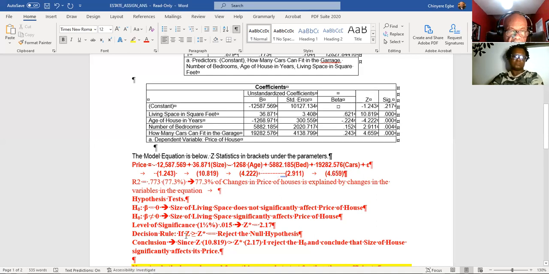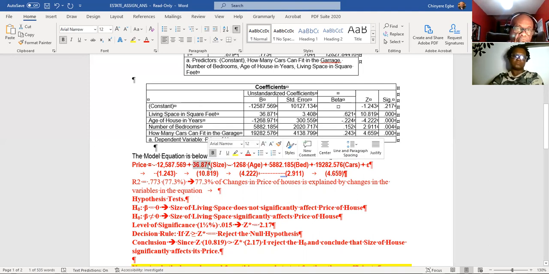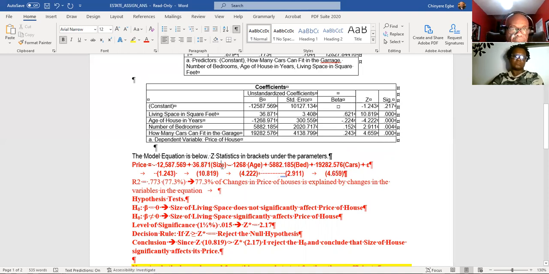Our decision rule is that if Z is greater than Z star, you reject the null hypothesis. The null hypothesis is that B, which is these numbers, the numbers that indicate the relationship between each independent variable and the dependent variable. So for example, we are saying that the relationship between size, an independent variable, and the price of a house is that for each additional square foot, the price of the house will increase by 36.871.